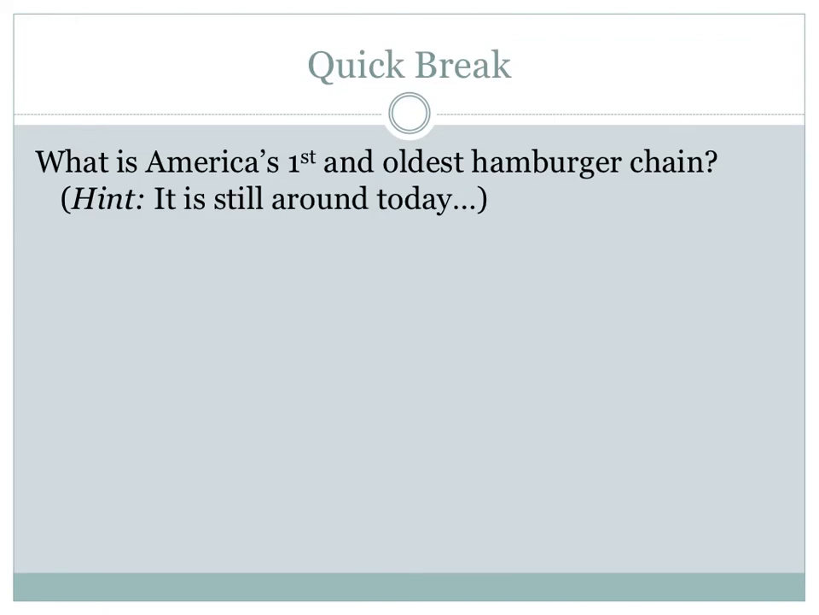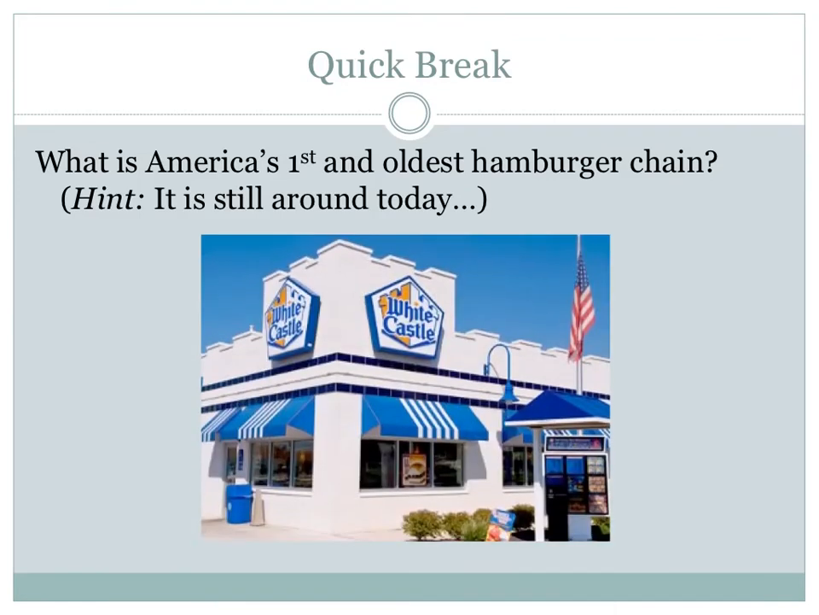So what is America's first and oldest hamburger chain? The answer is not McDonald's. White Castle.